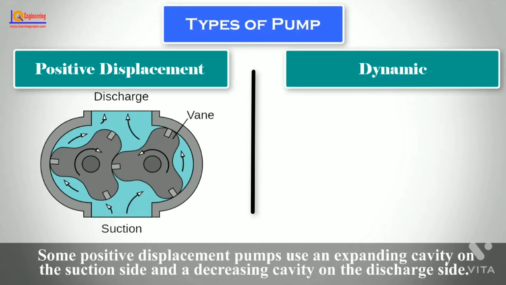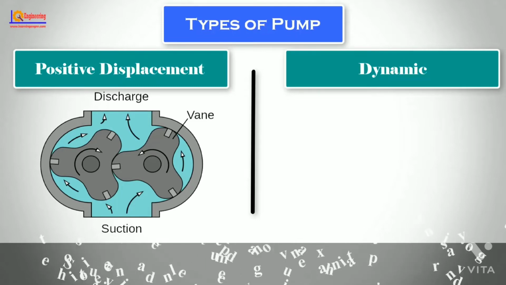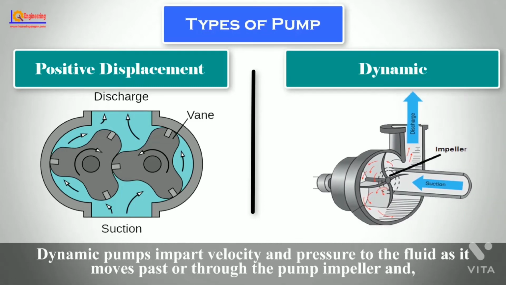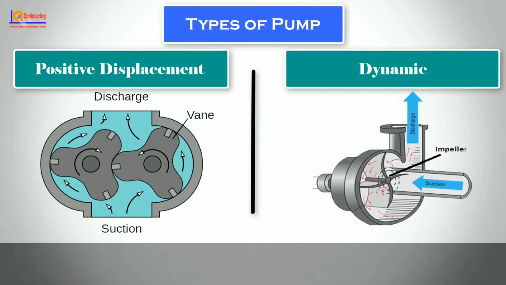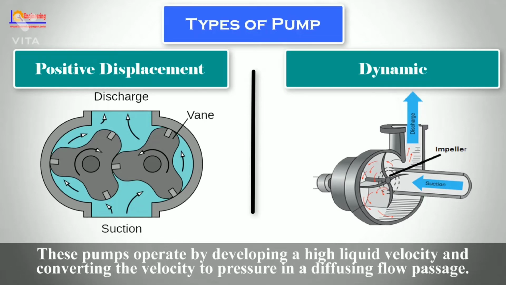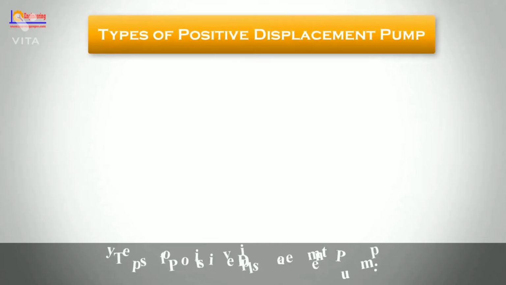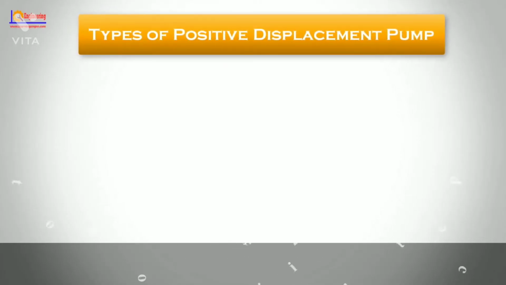Some positive displacement pumps use an expanding cavity on the suction side and a decreasing cavity on the discharge side. Dynamic pumps impart velocity and pressure to the fluid as it moves past or through the pump impeller and subsequently convert some of that velocity into additional pressure. They are also called kinetic pumps. These pumps operate by developing a high liquid velocity and converting the velocity to pressure in a high diffusing flow passage.